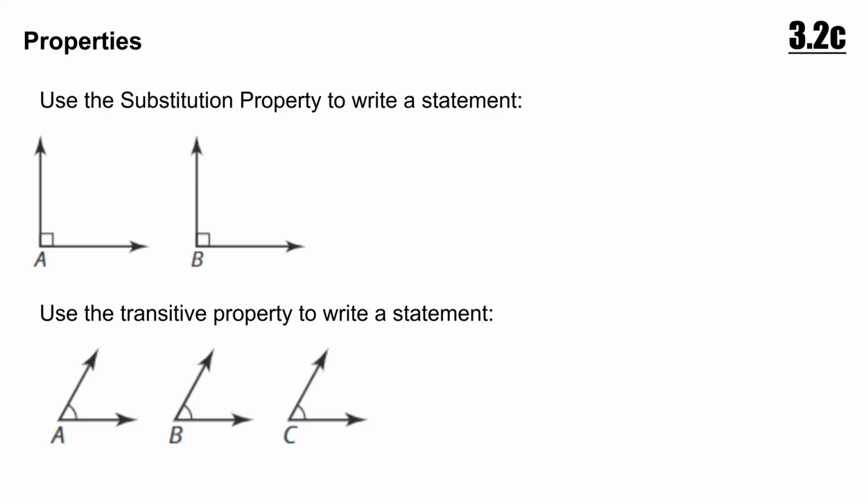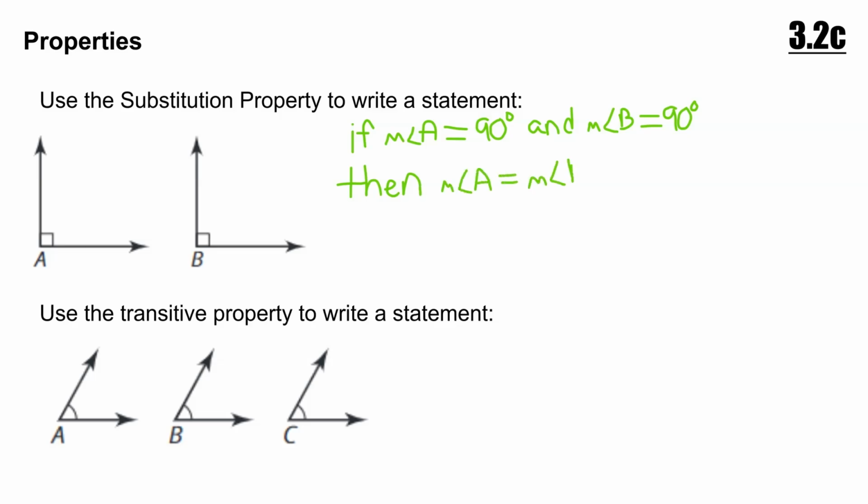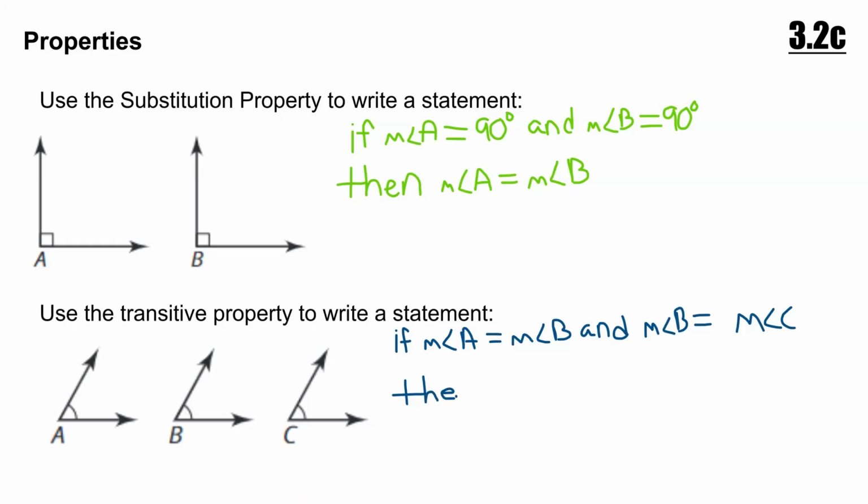The third problem asks to use the substitution property to write a statement. The statement would say that if the measure of angle A equals 90 degrees and the measure of angle B equals 90 degrees, then the measure of angle A equals the measure of angle B. The fourth problem asks to use the transitive property to write a statement. The statement would say that if the measure of angle A equals the measure of angle B, and if the measure of angle B equals the measure of angle C, then the measure of angle A equals the measure of angle C.